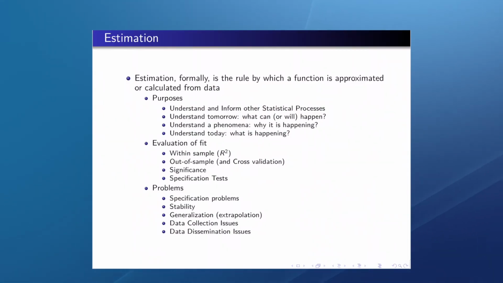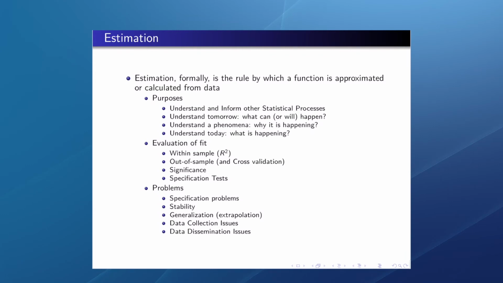Finally, there are different problems that we will face. So we will devote a lot of time to specification problems. These are omitted variables, errors in variables, etc. We will devote a lot of time to those issues to understand them. We're also going to devote a lot of time to stability. So is the model of yesterday the same as the model of today, or can the model for one group be used for another group?